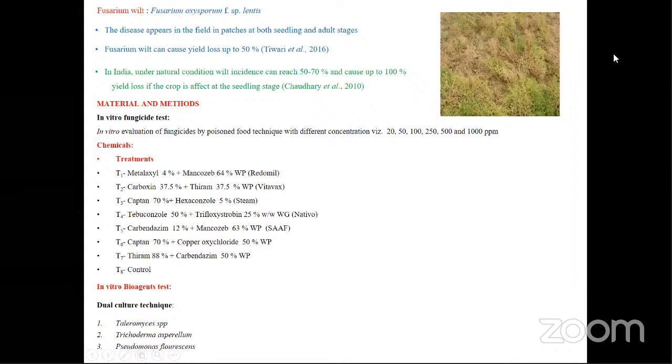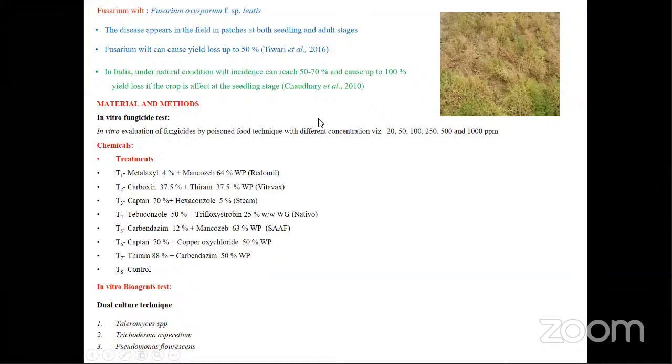Among the diseases in lentil, Fusarium wilt is one of the major ones. It is caused by Fusarium oxysporum f. sp. lentis, and it is a seed-borne disease. The disease appears in the field in patches at both seedling and adult stages, and causes yield loss of up to 50%. In natural conditions in India, wilt incidence can reach 50 to 70%, and it can also cause up to 100% yield loss.